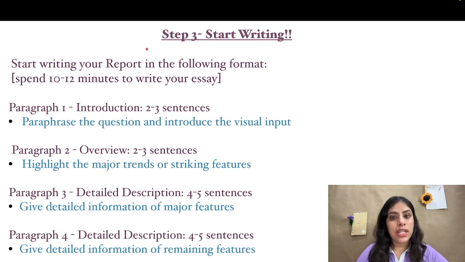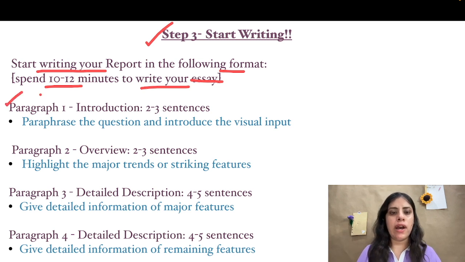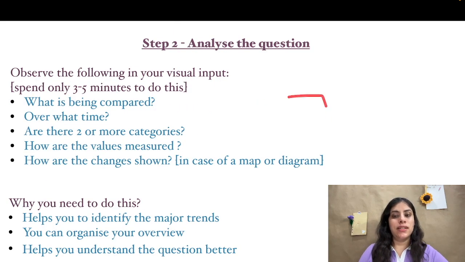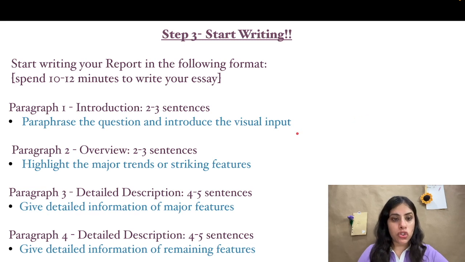Now, step 3 is start writing. So, here I have a sample format which you can use. Start writing your report in the following format and spend only 10 to 12 minutes to write your report. So, first of all, we have paragraph number 1. It's basically introduction, and you have to introduce the visual input over here. Now, all the points which we discussed here, these are exactly the points which you have to mention in paragraph number 1. Just keep it short and introduce the visual input.